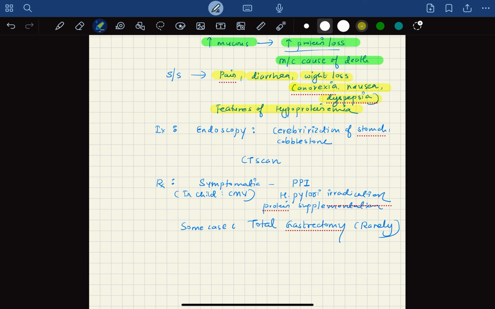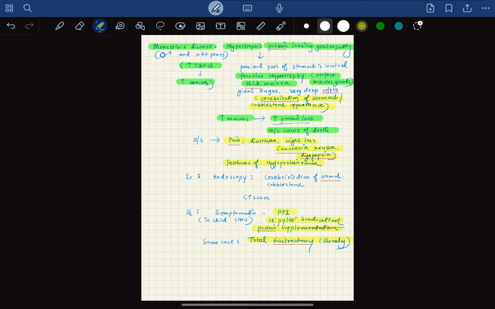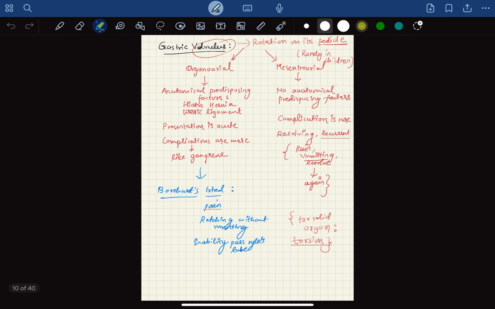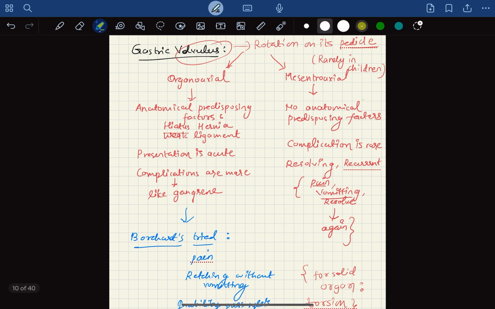Now investigation: we can see by endoscopy the cerebriform appearance of stomach and cobblestone appearance. We can also see it in the CT scan. If the patient is asymptomatic we just observe; if the patient is symptomatic, we will do symptomatic treatment, that is PPI, H. pylori eradication will help, and protein supplementation we have to give, and in some cases we have to do total gastrectomy.